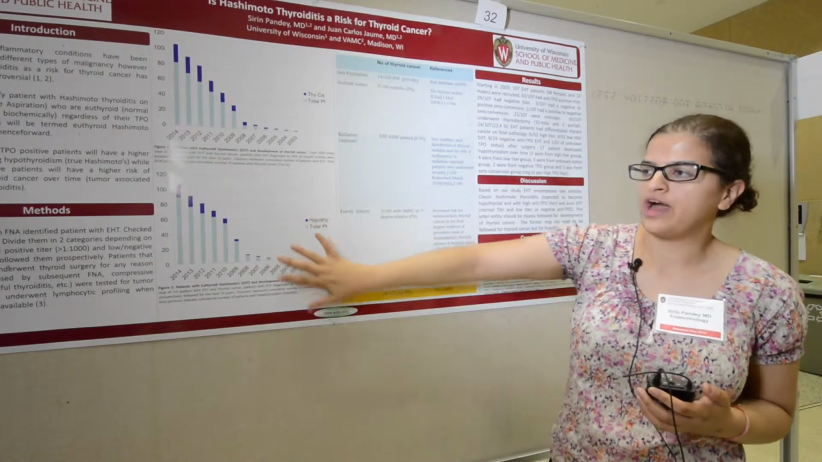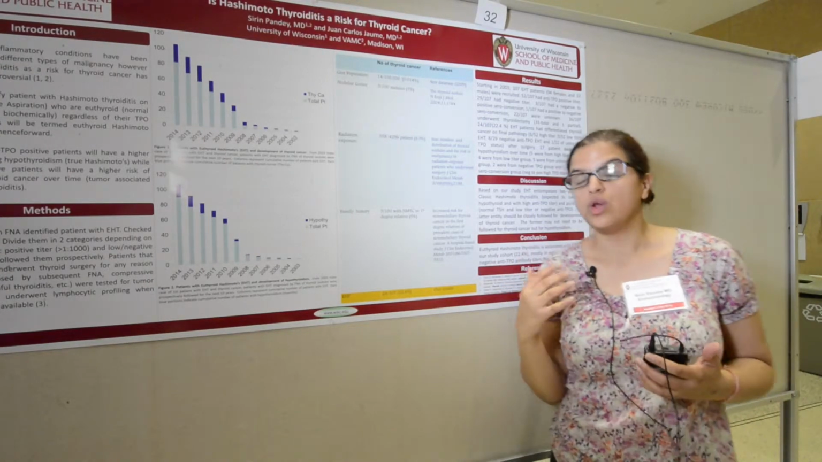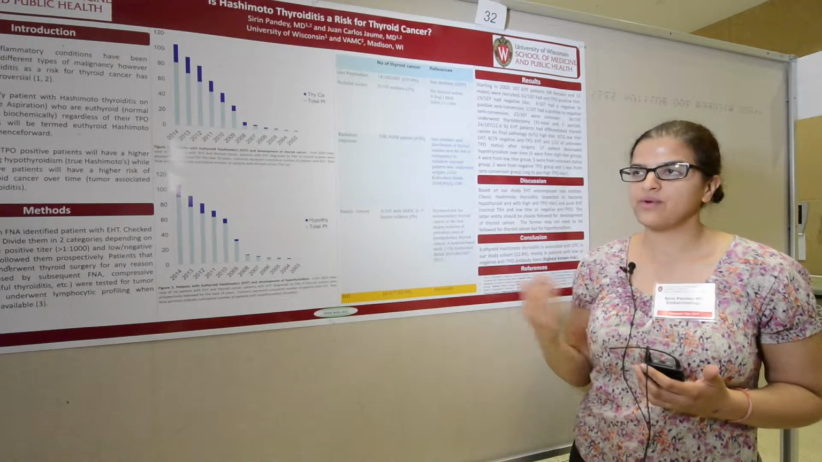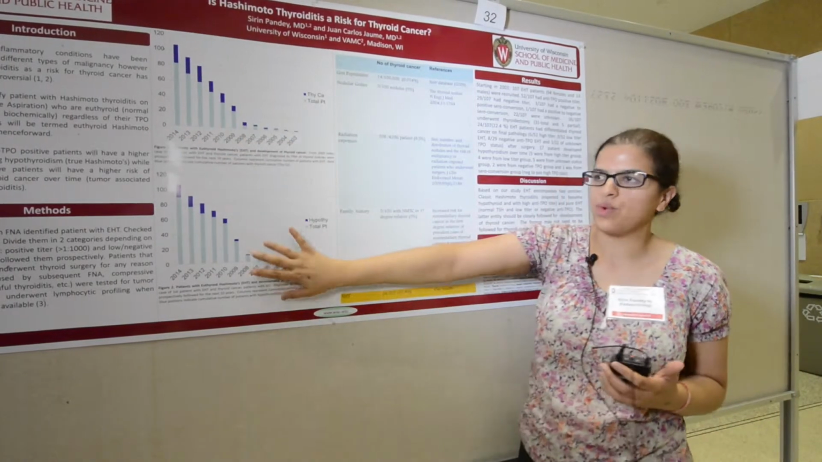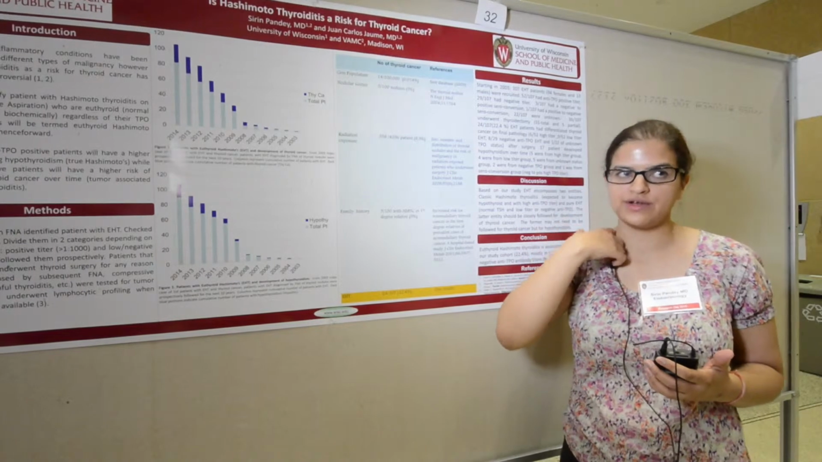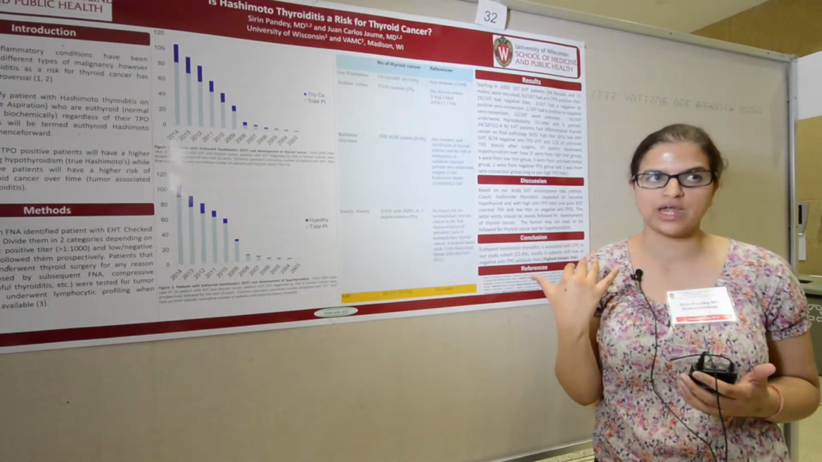What we found was that patients who have negative or low TPO titer are the ones who end up developing thyroid cancer, but the ones who had very high TPO titer are the ones who develop full-blown hypothyroidism, because then your gland is totally wiped out.